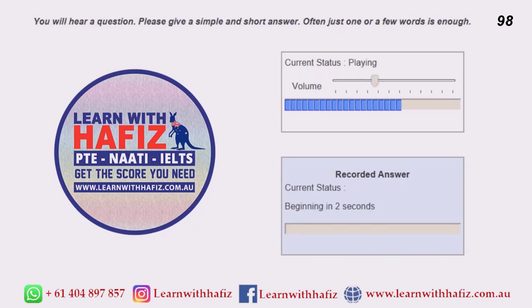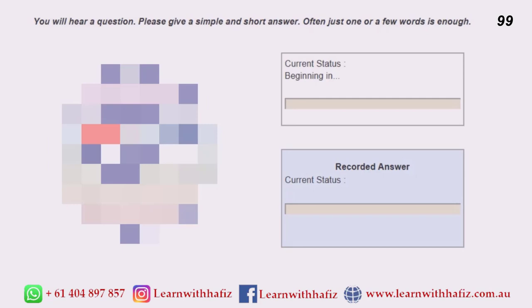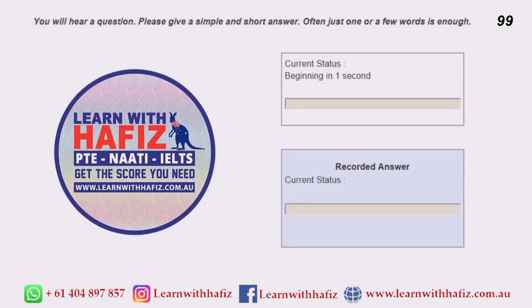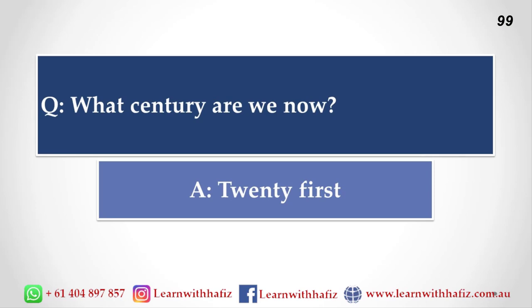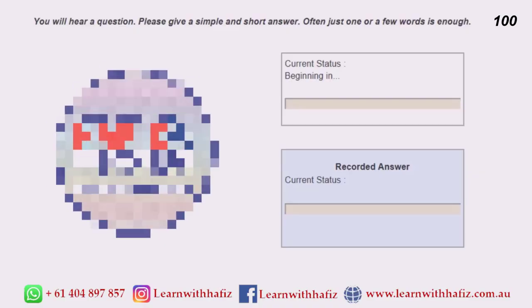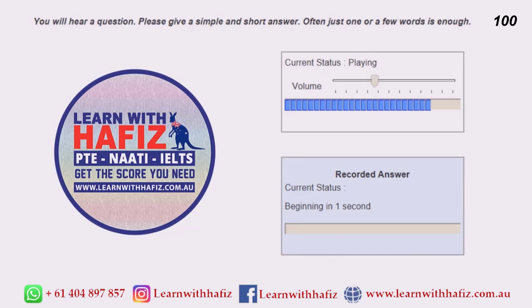Inhalation of which tobacco substance or activity is dangerous? Correct answer is. What century are we now? Correct answer is. In the library, which books we are not allowed to bring them out with ourselves?